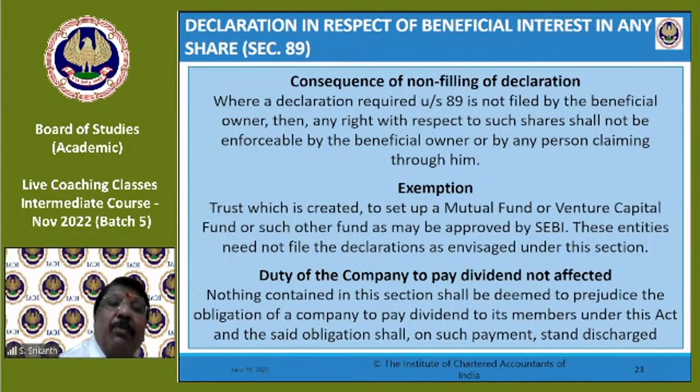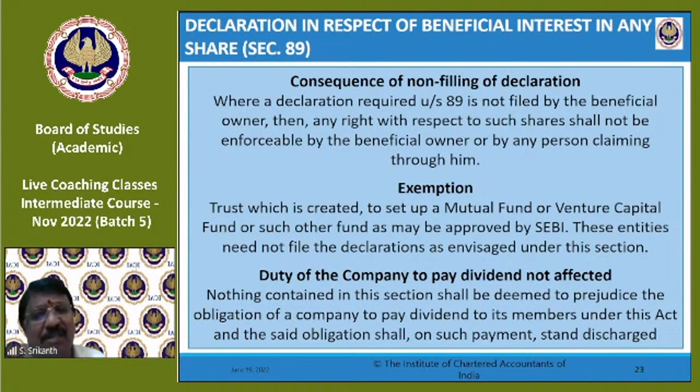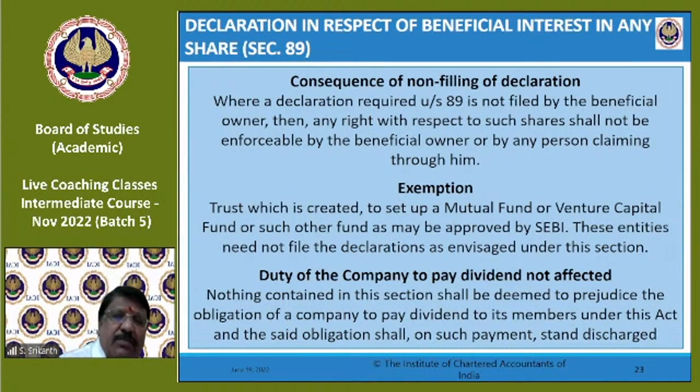Trust which is created to set up a mutual fund or venture capital fund, etc. Okay. These entities need not file the declarations because they will be holding shares, but they are not the owners. They are holding it on behalf of the unit holders. See, the mutual fund or the venture capital fund is not the owner. They are collecting money from all the unit holders and investing. So they need not make any of these declarations, right? They can hold it in their own name. But the fact is, they are not the owners. The unit holders are the actual owners. Okay. The exemption is given to mutual funds and venture capital funds.